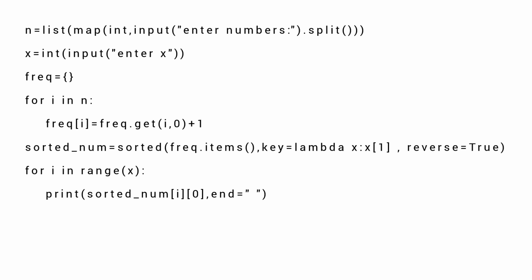After that the dictionary is sorted, and I have to access only x number of values. So I use for i in range of x, meaning it will repeat x times. So it will take sorted_num i of 0, meaning it will take the first value. In that it will take only the keys, not values. So I want two keys. So it will take two keys, and after that end is used because I want it side by side. So here I use end. This is all about the first question.